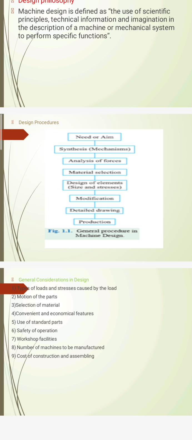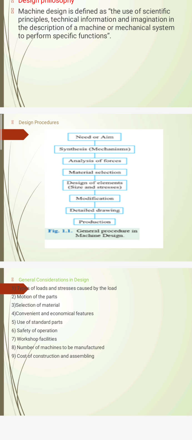Now number 5, use of standard parts. Use of standard parts reduces the overall cost. By using standard parts you may reduce the overall cost of the product. Then 6, safety of operation. To avoid accidental hazards, care should be taken by the designer against all possibilities of dangerous situations. So while doing operation, safety should be provided.